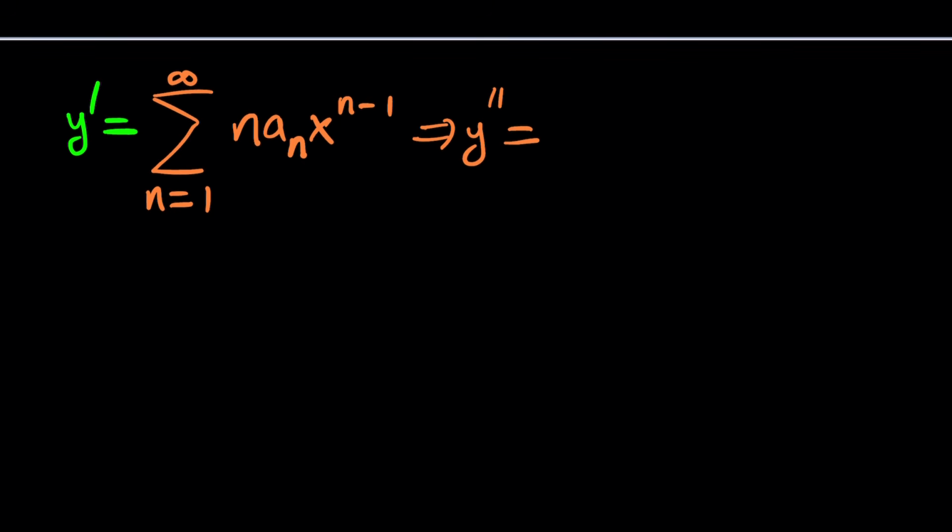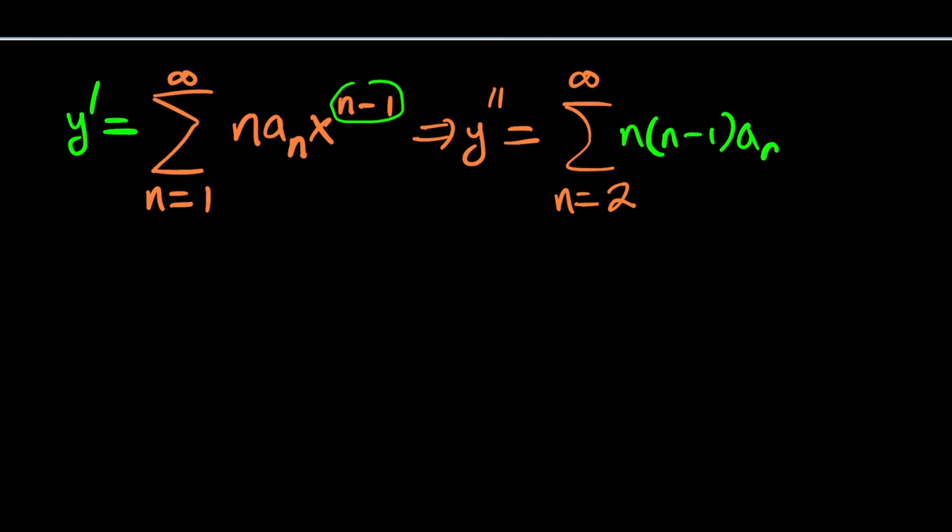So when we differentiate one more time, we're going to lose the index. Remember, it's going to start with 2 now, 2 to infinity, and now you're going to bring this to the front, as you know the properties, n times n minus 1, and then a sub n, that's a constant, so it's always going to stay, but the power is going to be reduced and become n minus 2. You see, it's not that hard if you know the rules.